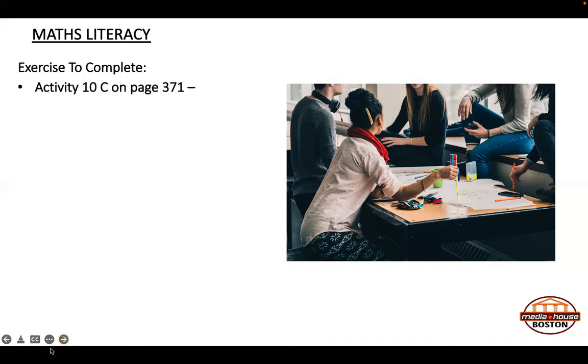Alrighty, so guys, is there anyone who wants to do the activity? Activity 10C on page 371. Guys, everybody is so quiet here. I feel like I'm talking to myself.